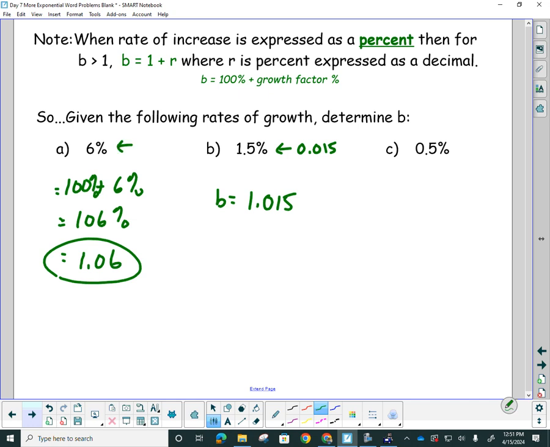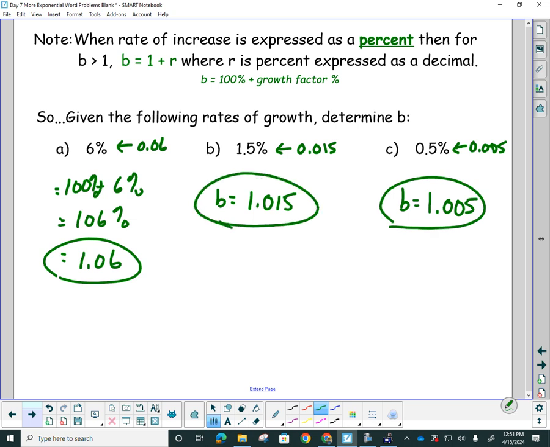See, this one here was 0.06. So 1.5% is 0.015. 0.5% is even smaller than that. It's 0.0, that would be 1%, but we don't want that. So it's half of that. It's 0.005. And so your base would be 1.005, which would be a growth of 0.5%, something growing very small.